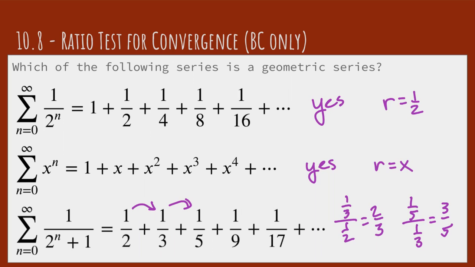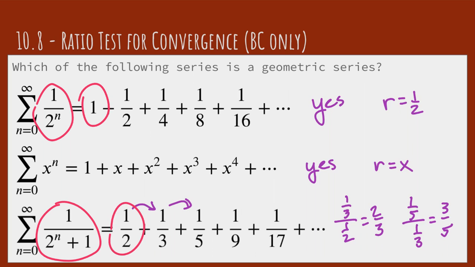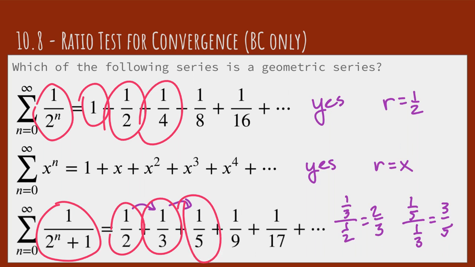However, I want to point out that this series is really similar to the first one. The first one is a geometric series, and we know it converges. If we just look at the general term, the only difference is we're adding 1 to the denominator in the second one. Since we're adding 1 to the denominator, each term in the third series is going to be a little bit smaller than the corresponding term in the first one. So 1/2 is less than 1, 1/3 is less than 1/2, 1/5 is less than 1/4, and so on.